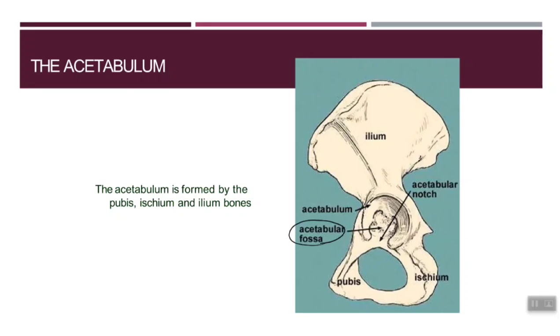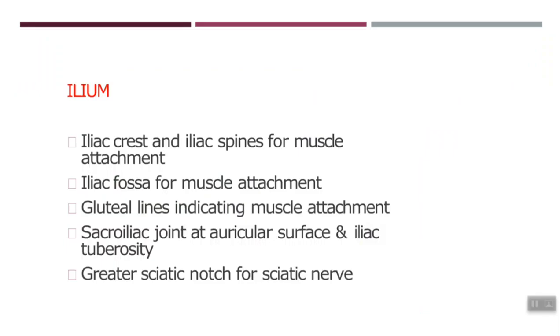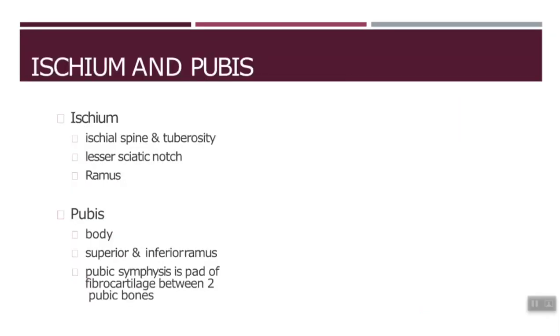Okay, the acetabulum is made by three parts of the hip bone. The upper part by the ilium, this is the ilium, the anterior inferior by the pubis, and the posterior inferior by the ischium. Okay, that's all. It's about the hip bone.